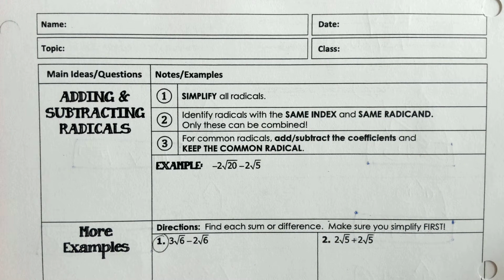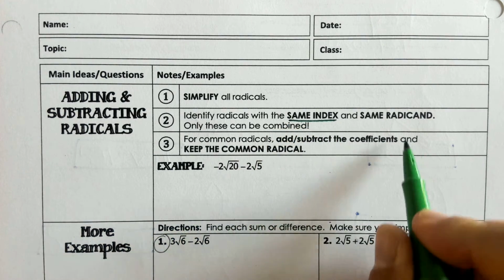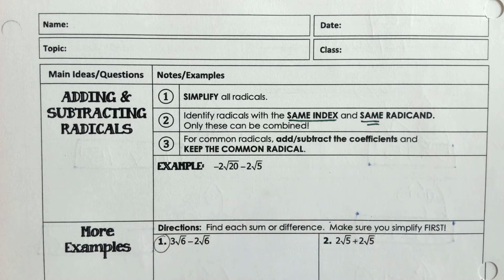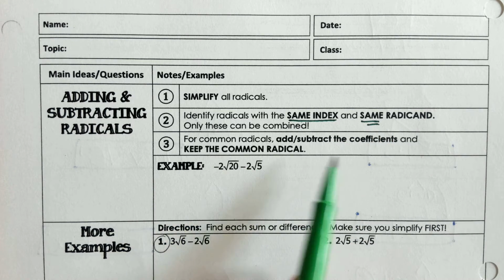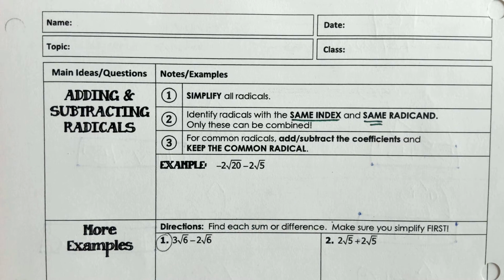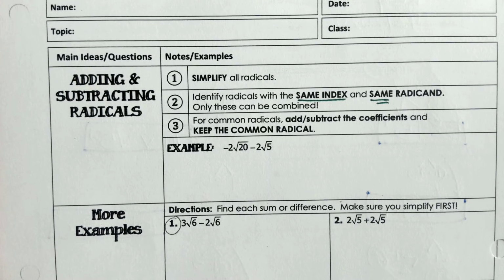And then you're finding any radicals that have the same index, remember that little number on the check mark, and the same radicand. Okay, these are the only ones that can be combined. For the common radical, then you're going to add or subtract the coefficients. So the coefficient would be the number right in the front, and you keep the common radical. So let's go through what this really means.